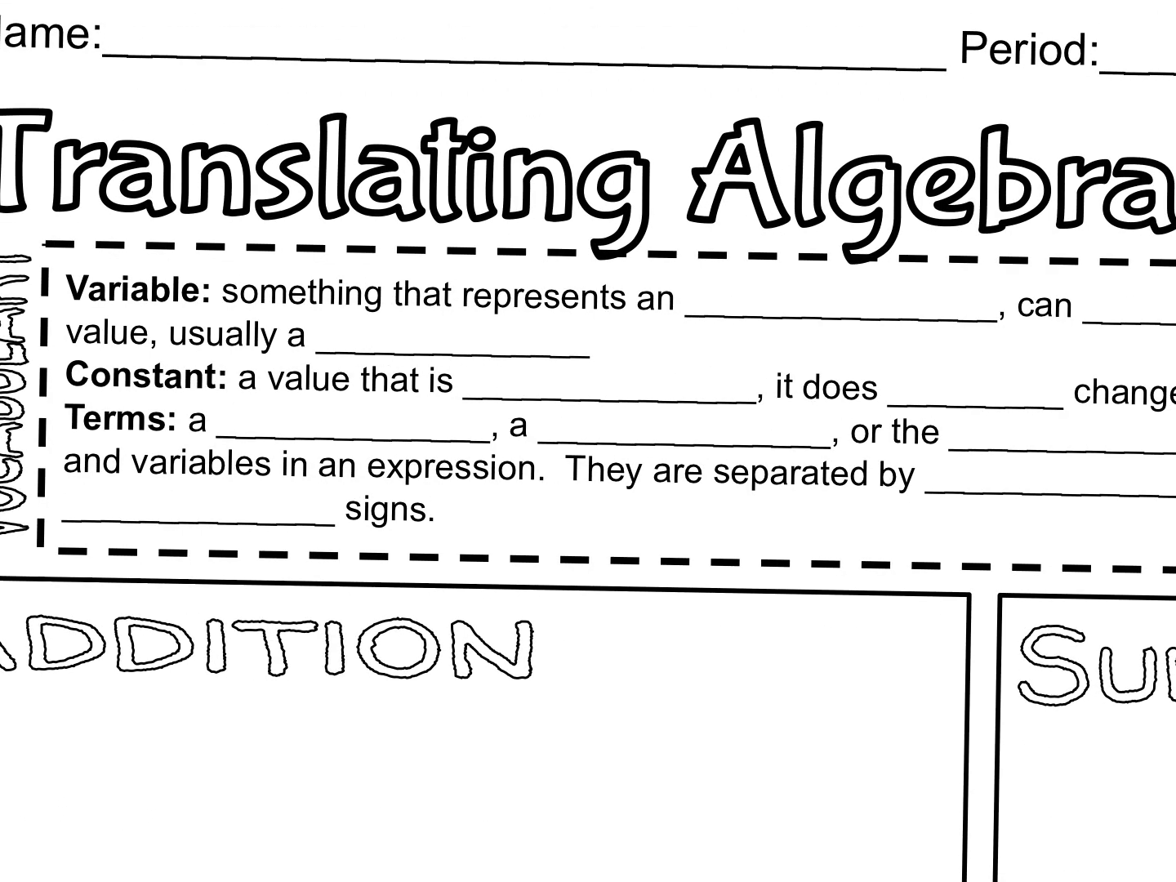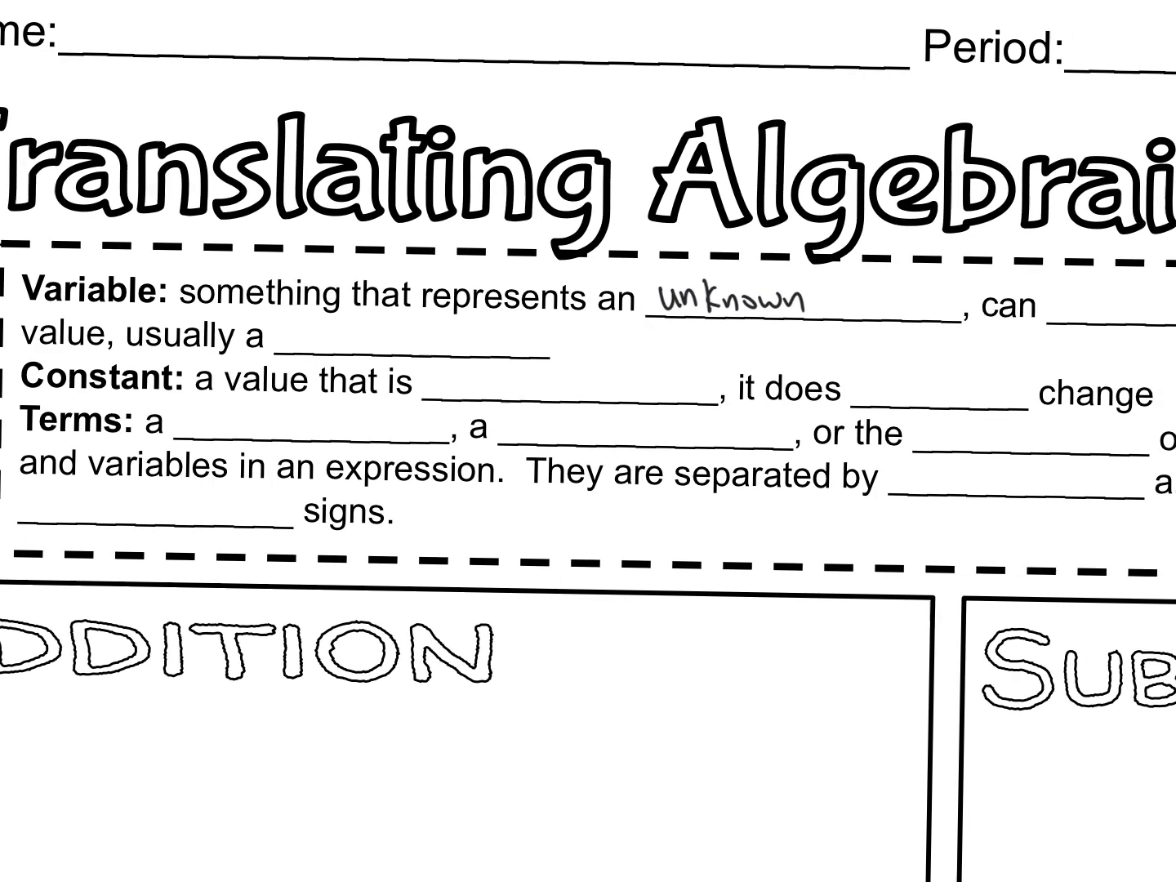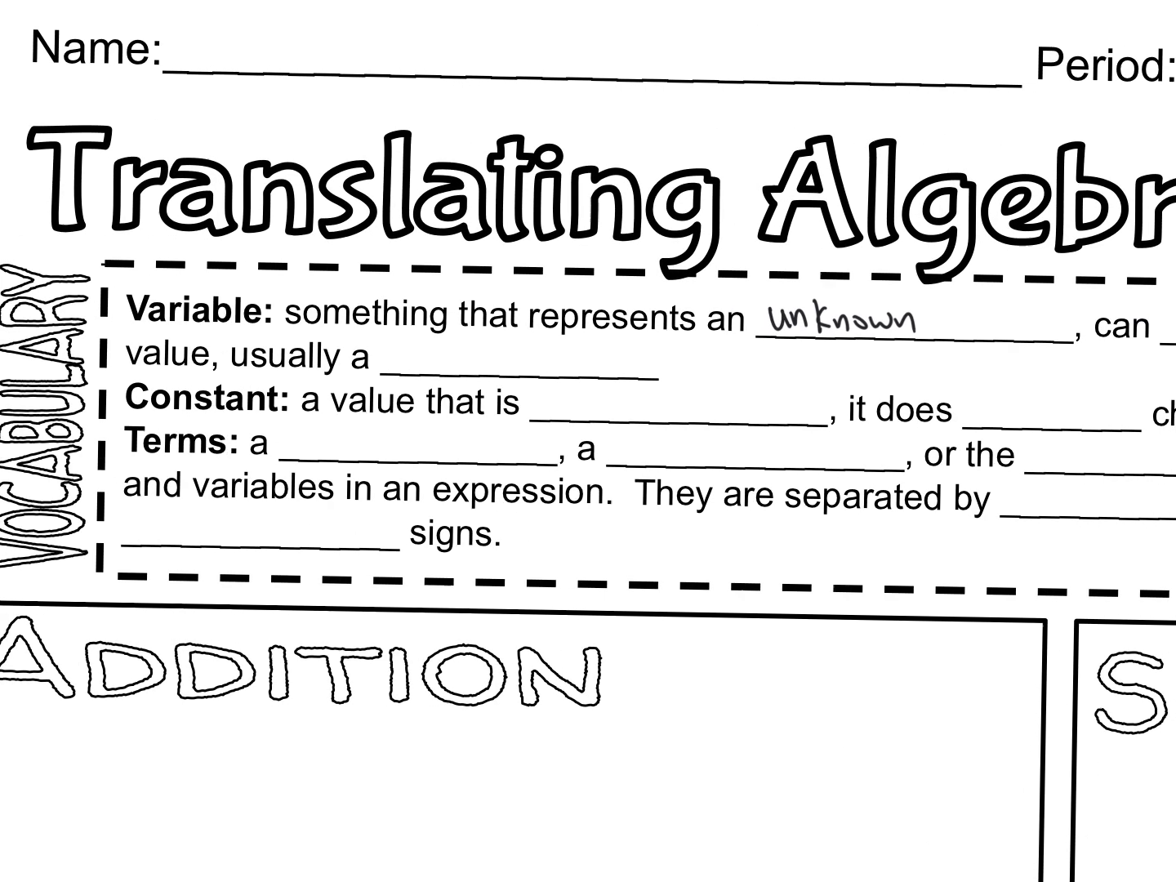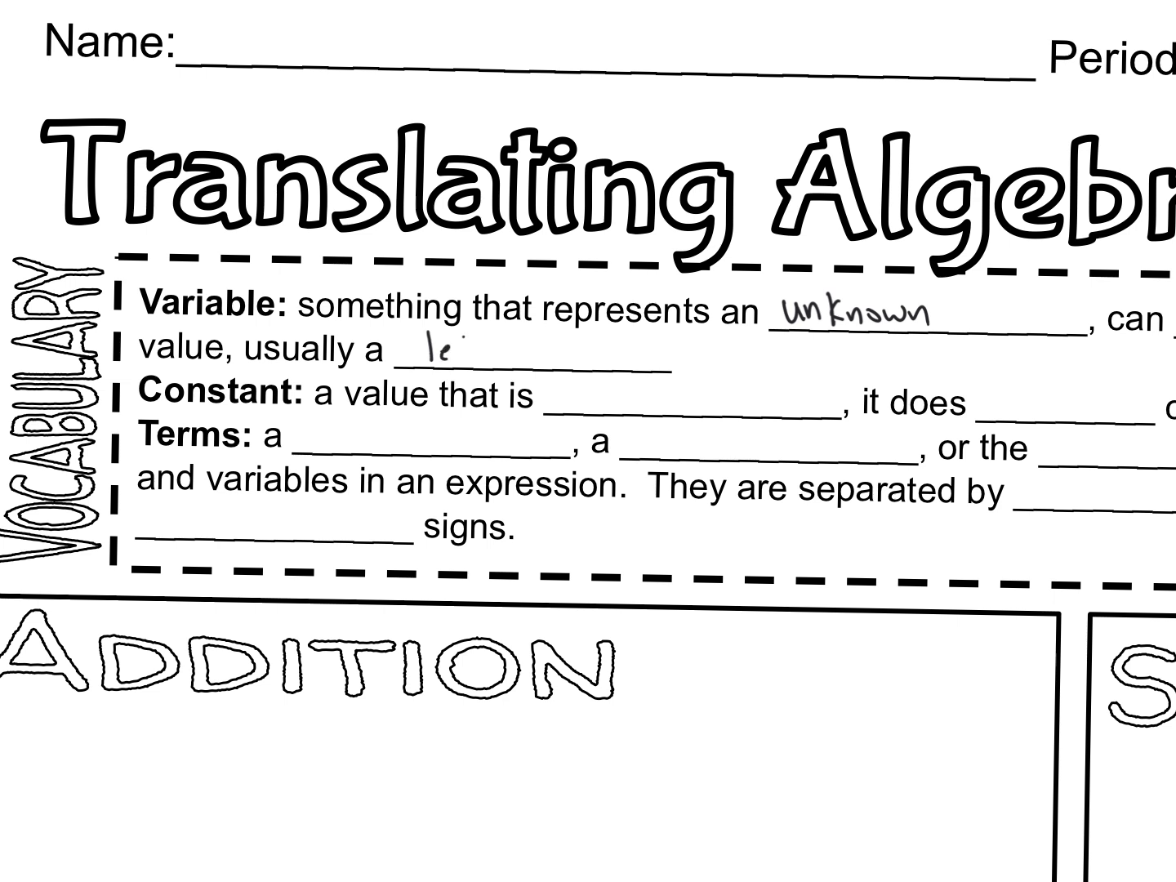So a variable is something that represents an unknown. So we don't know the value, or the value can change. And because it can vary or change, we typically use a letter to represent that in our expressions and our equations, but it could be a symbol and things like that too.